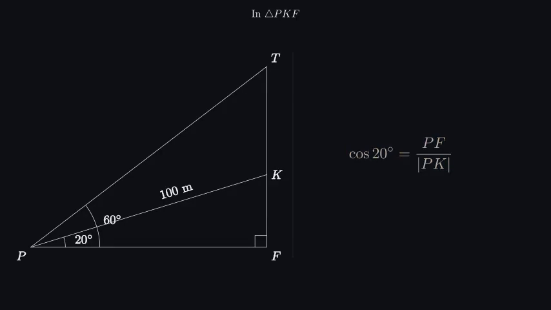From triangle PKF, the angle at P is 20 degrees. The hypotenuse is PK equals 100, and the adjacent side is PF. We use cosine because cosine is adjacent over hypotenuse. Substitute PK equals 100. To make PF the subject, multiply both sides by 100. Since cos of 20 degrees is 0.9397, PF equals 93.97 meters. Correct to three significant figures, the distance from P to the foot of the tower is 94.0 meters.